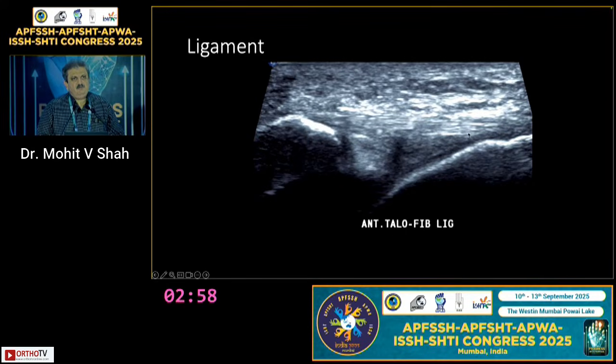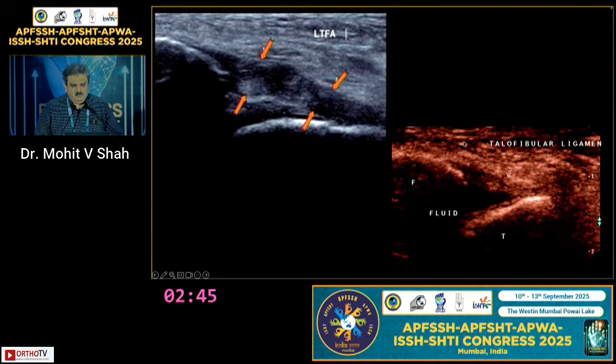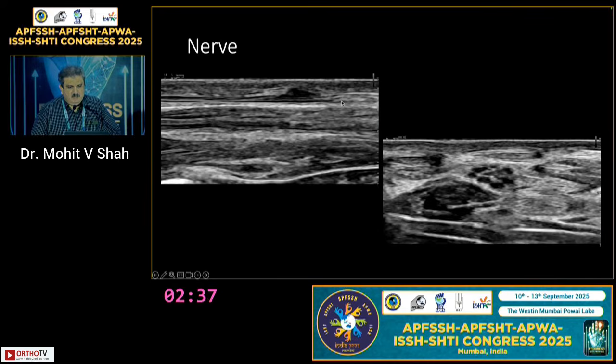Ligaments are always looked for as an interosseous structure where we look deeper than the tendons. So we have this thick band of echogenic tissue bridging the two bones, and that's a classical anterior talofibular ligament. When it is torn, it is seen as a cleft and a fluid, and a chronic tear appears as a hypoechoic thickened ligament.